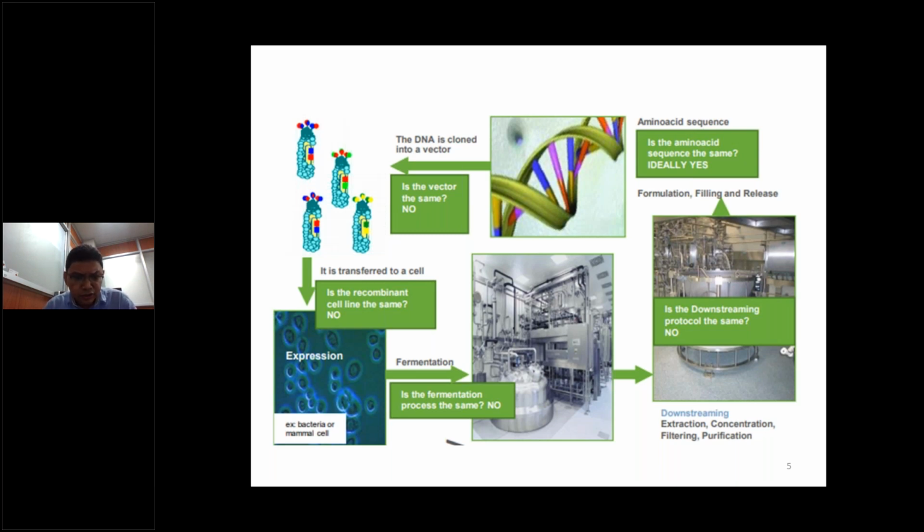Then it goes through the fermentation. Is the fermentation process the same? Again, the biosimilar producing companies optimize the fermentation process in such a manner to bring down the cost, because overall the logic of producing biosimilars is bringing down the cost of the biosimilar as compared to the original biologic. And if you see the downstream processing, is the downstream processing always the same? No, it is not mandatory. It may differ because the biosimilar producer may use different ways to optimize its downstream process.